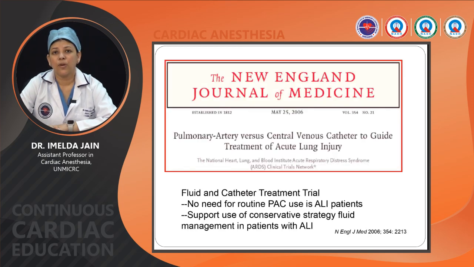The next study that was given by the National Heart, Lung and Blood Institute ARDS network was the pulmonary artery catheter versus CVP to guide the treatment of acute lung injury. This study was published in the year 2006 in New England Journal of Medicine, and this was known as the FACTT trial. In this study, they concluded that there is no need for routine use of pulmonary artery catheters in ALI patients, and they supported the use of conservative strategy fluid management in patients with ALI.